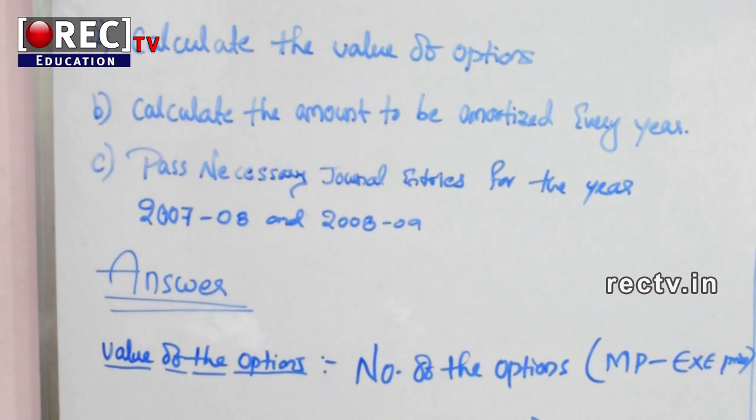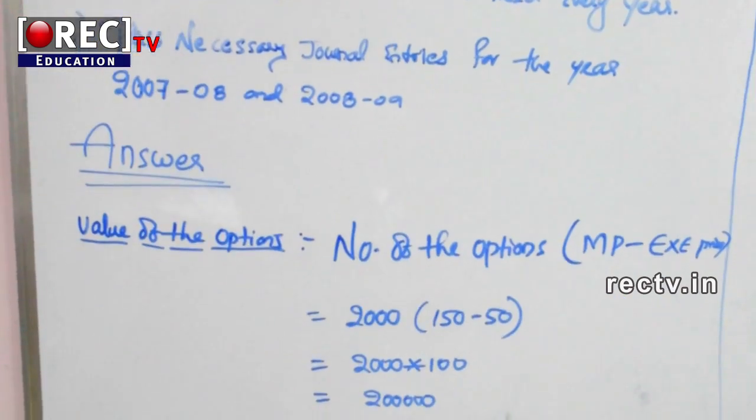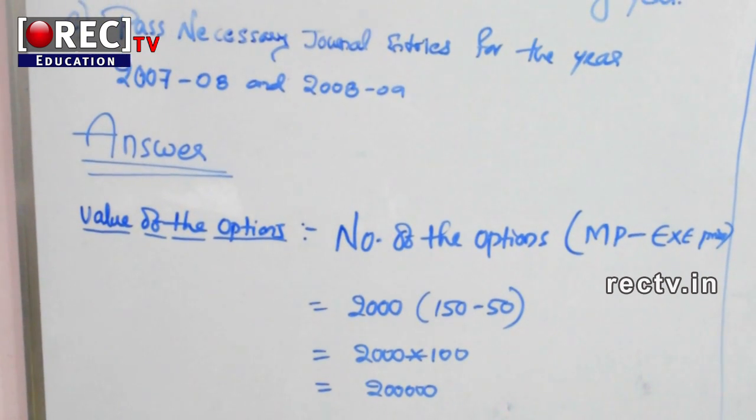Here now let us discuss the solution part, that is the answer part. First, the value of options. The number of options given in this question is 2000, the market price is 150 and the exercise price is 50. So we deduct from market price, that is 150 minus 50. So 2000 options into 100 is equal to 2 lakhs. So the value of options is 2 lakhs.